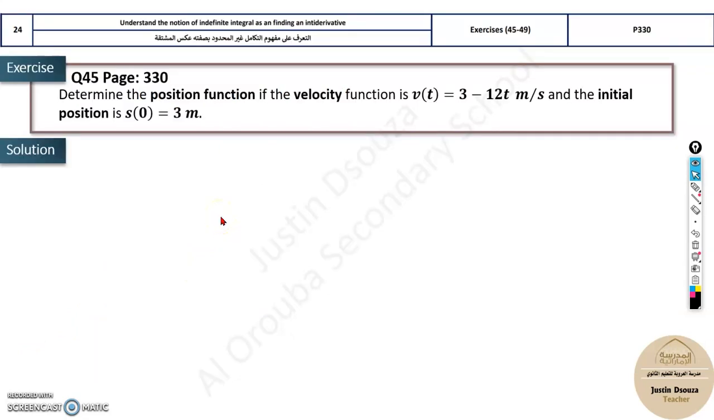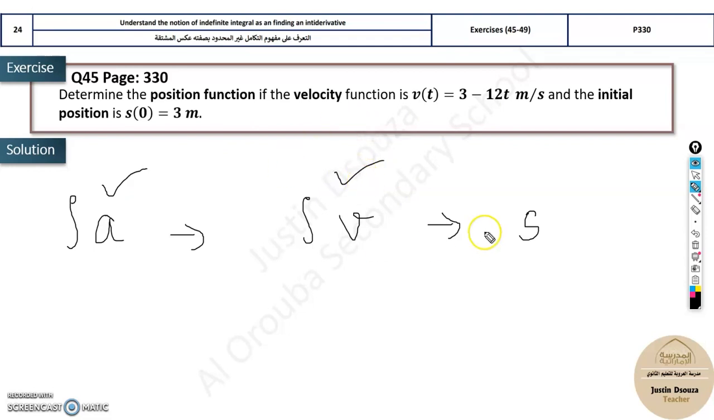We are back to the 24th problem. Now, here we need to solve real world problems of indefinite integrals. Before we begin, I want to tell you about a few things: acceleration, velocity, position. It is very important for you to know the integral of acceleration is velocity, whereas the integral of velocity is position. Now, in these particular problems, you will either be given acceleration or velocity. You need to solve for the position function.